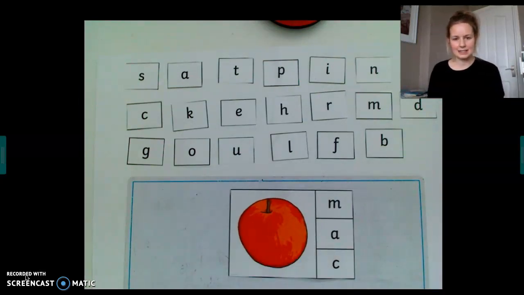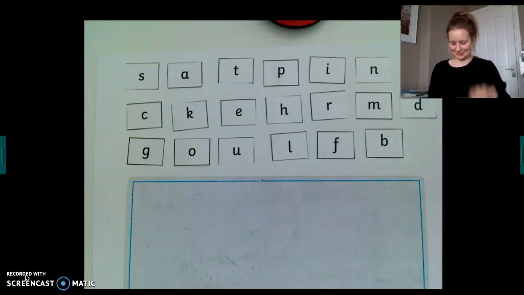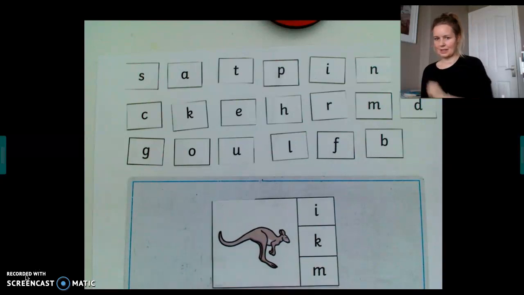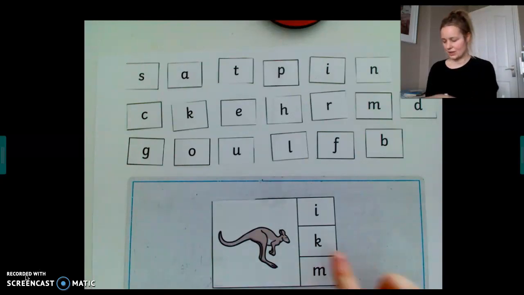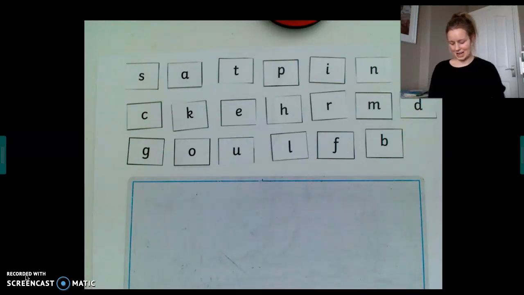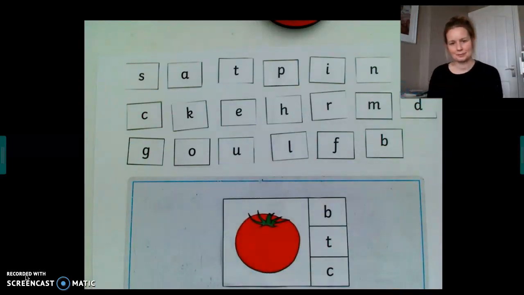What is this, boys and girls? Very easy. It's an apple, isn't it? Apple. Can you point to the sound it starts with? Super. Let's try this one. Kangaroo. What about this one? This is a tomato. Tomato. What's the sound it starts with?